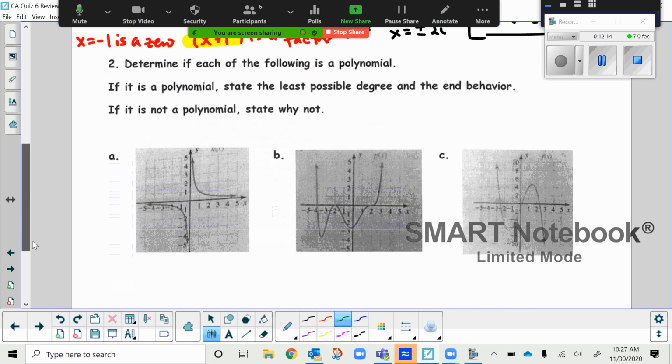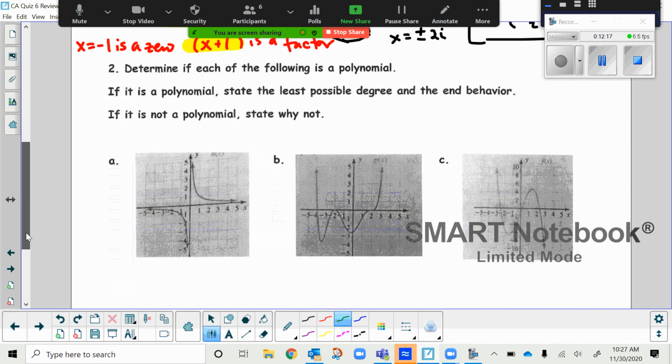All right, I'm going to give you a minute to do this part on your own, since it's not like algebra. Determine if each of the following is a polynomial. If it is, state the least possible degree and the end behavior. If it is not, state why not.